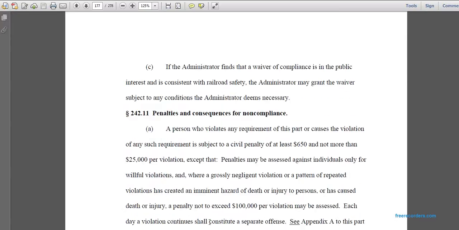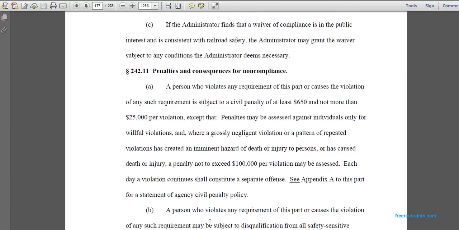242.11 Penalties and consequences for non-compliance. A person who violates any requirement of this part or causes the violation of any such requirement is subject to a civil penalty of at least $650 and not more than $25,000 per violation, except that penalties may be assessed against individuals only for willful violations. Where a grossly negligent violation or a pattern of repeated violations has created an imminent hazard of death or injury, or has caused death or injury, a penalty not to exceed $100,000 per violation may be assessed. Each day a violation continues shall constitute a separate offense. See appendix A to this part for the statement of the agency's civil penalty policy.